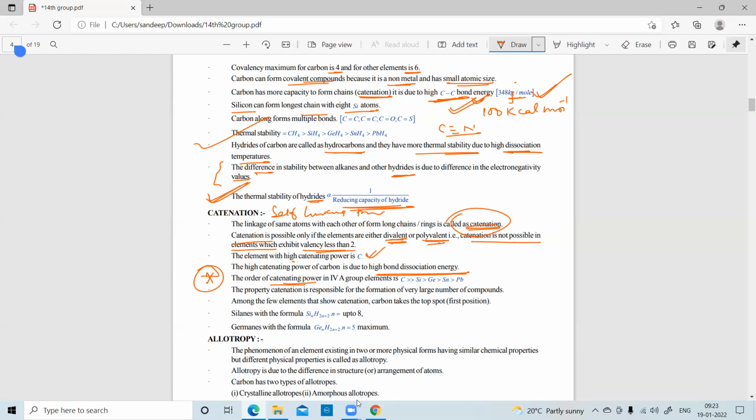The property of catenation is actually responsible for the formation of a large number of organic compounds. So carbon takes the top position as far as catenation is concerned. The general formula of silanes is SinH2n+2, where n can be up to 8. Germanes have the general formula GenH2n+2, with n equal to 5 maximum. Similar to alkanes having the general formula CnH2n+2, silanes and germanes are formed by silicon and germanium respectively. So you have to keep this in mind, students.